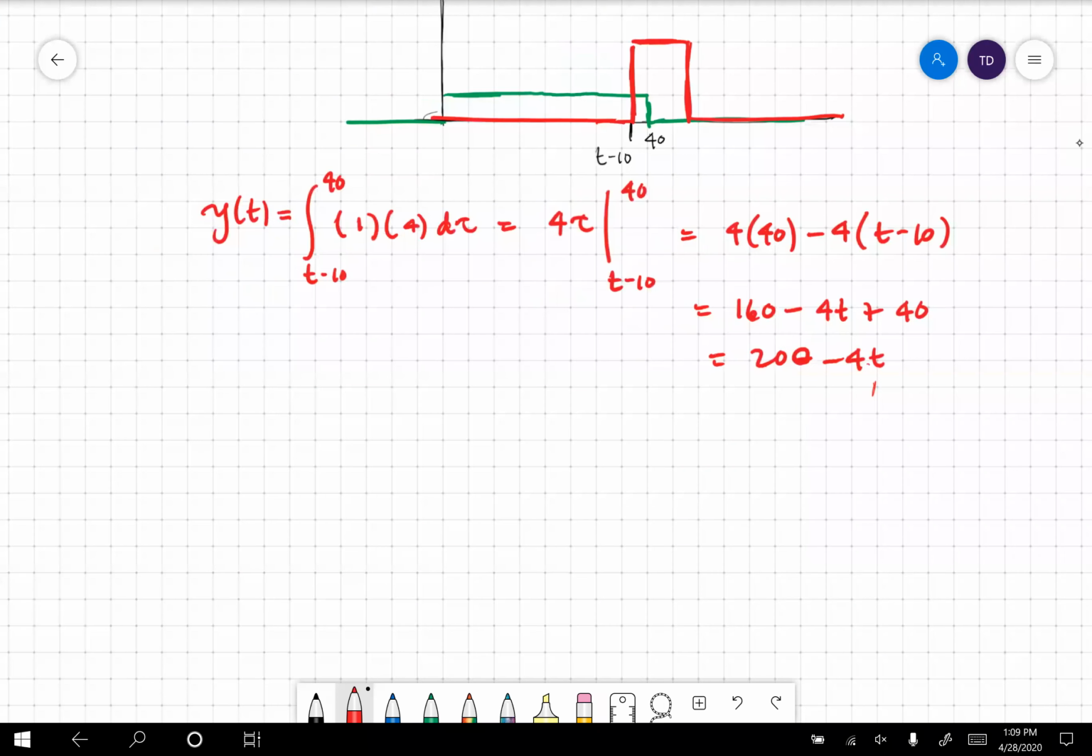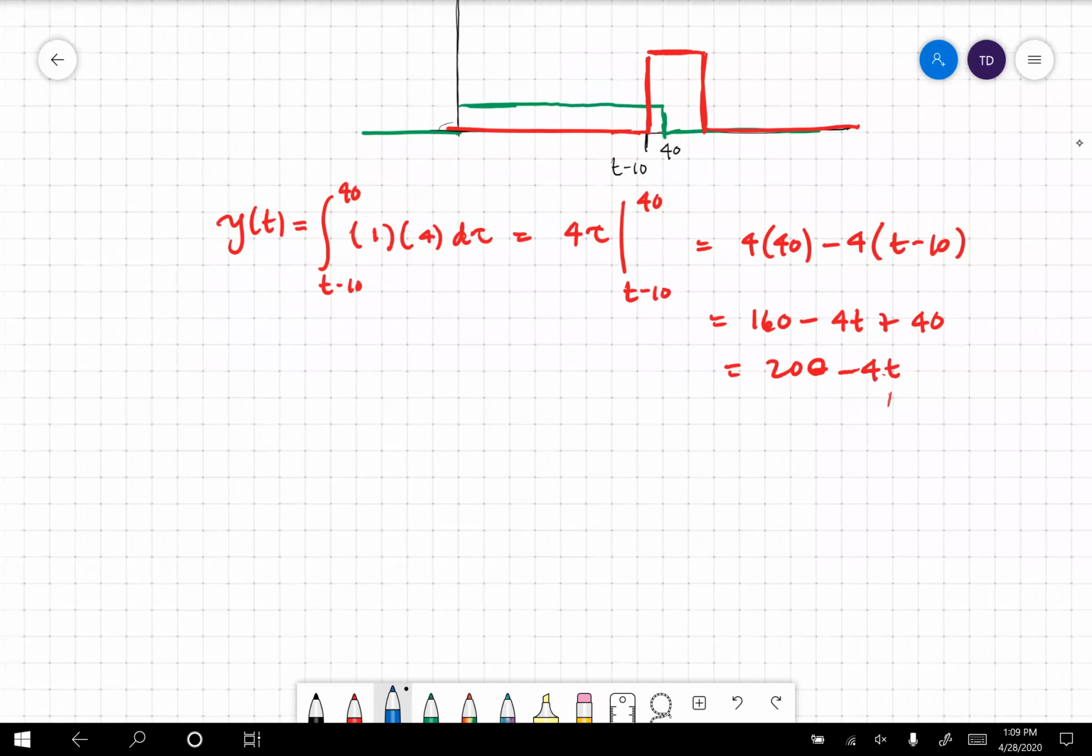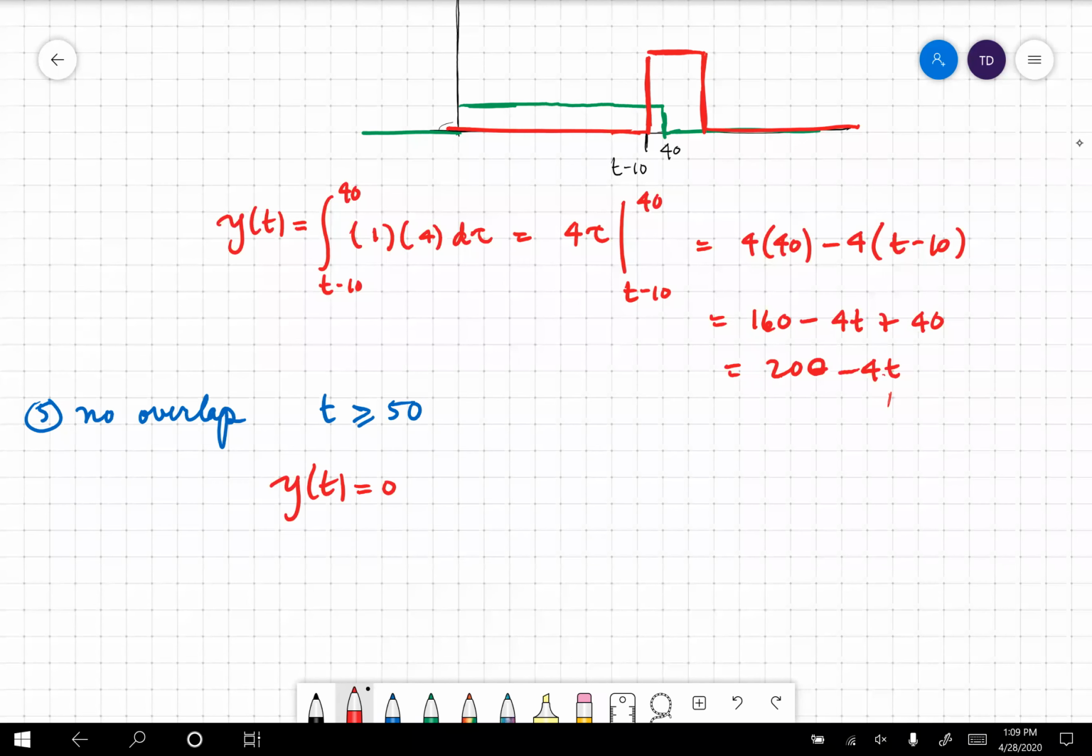And then finally, the last region is the no overlap region, which is region 5, it's no overlap. And that's going to happen for t greater than or equal to 50. And this one's so easy, we're just going to write it down. y of t is equal to 0. So what happens in that region is the following.